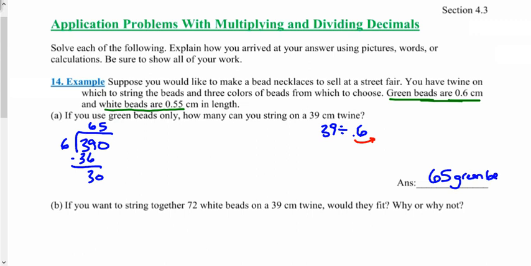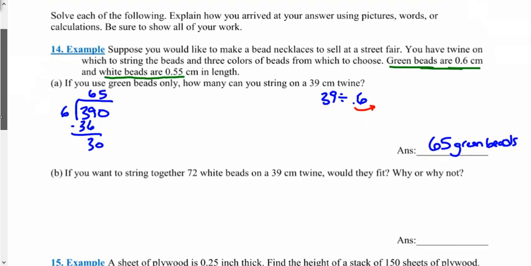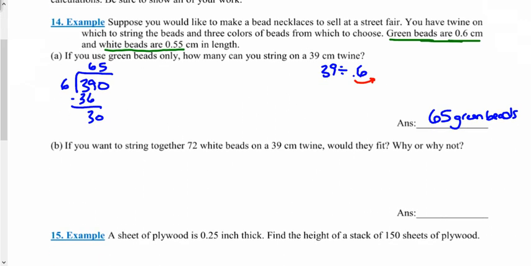Now, I didn't just put beads because there's also white beads. So it's probably important to be a little more clear about that. Because if you want to string together 72 white beads, will they fit? I don't know. There's a couple different ways to do this. One is to take 72 white beads, and we're going to take that times the length of a white bead. White beads are 0.55 centimeters in length.